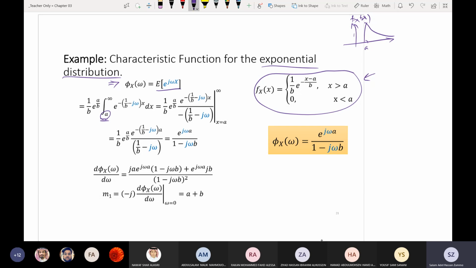Then you take the PDF, which is 1 over B. Anything that is not related to x, you take outside. And anything related to x, you put together. So basically what we did here is we grouped this exponential with this exponential.